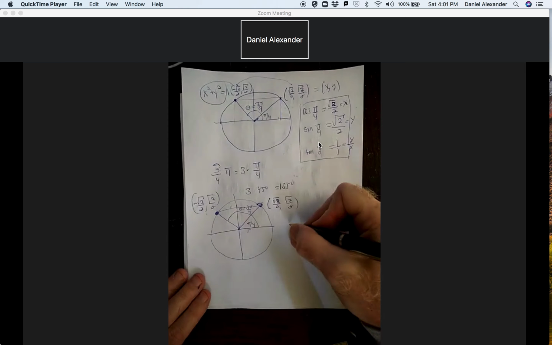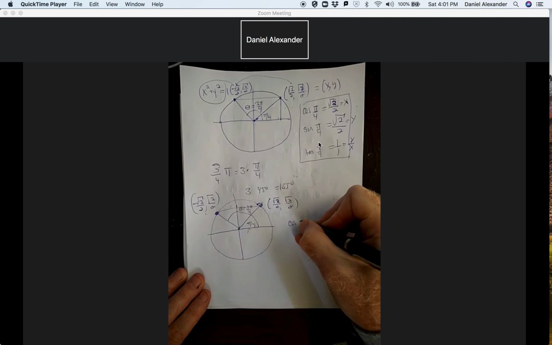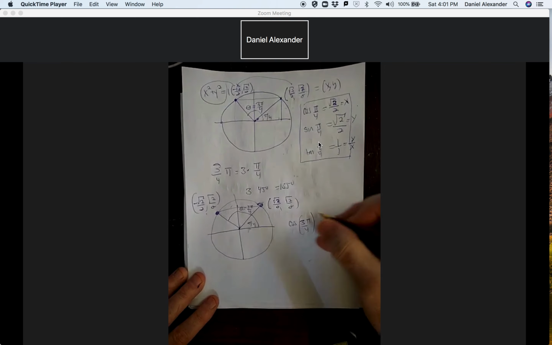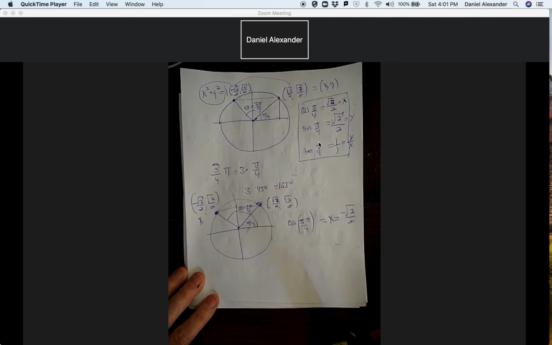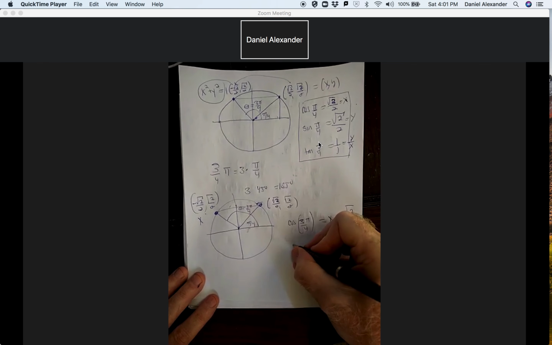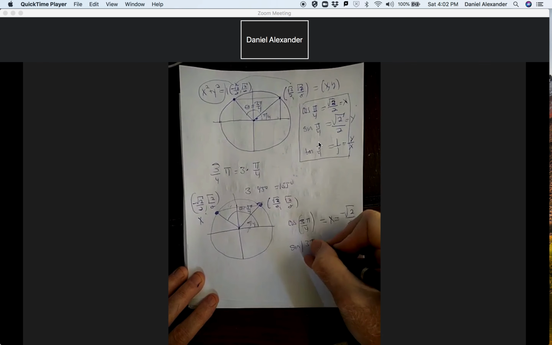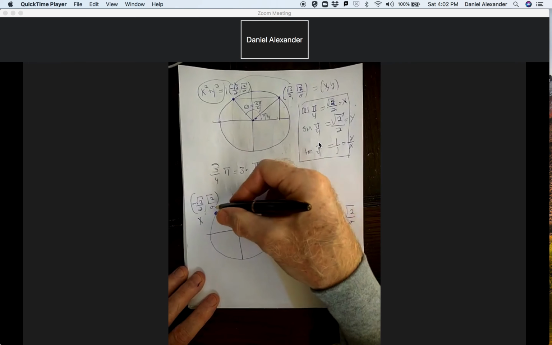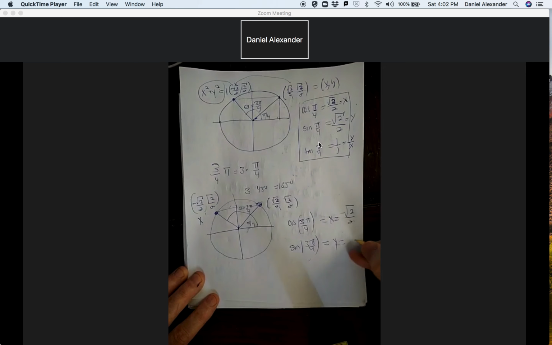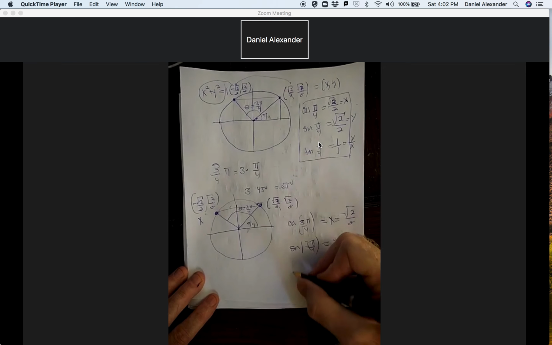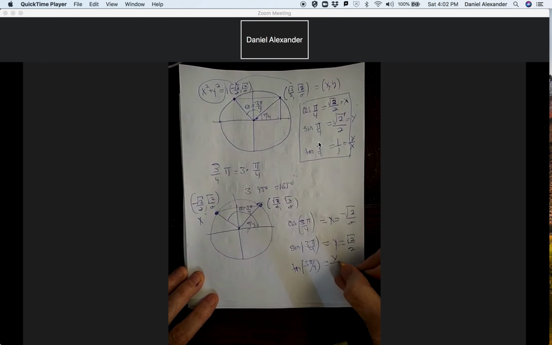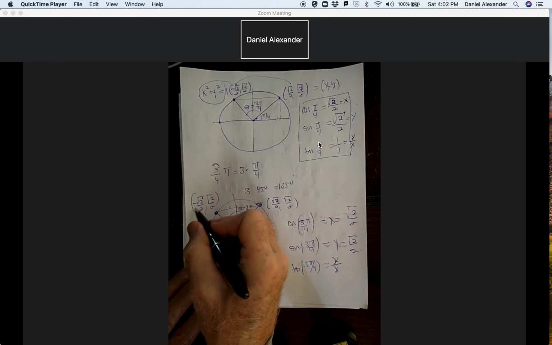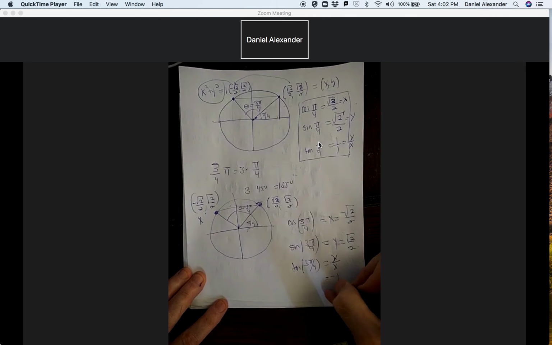So cosine theta, which is cosine 3 pi over 4, is the x-coordinate here, minus square root of 2 over 2. Sine of 3 pi over 4 is the same y-coordinate as this, so it's going to be positive square root of 2 over 2. Now the tangent is going to be y over x. We know its absolute value is 1, but there's a minus sign, so this is going to be minus 1.